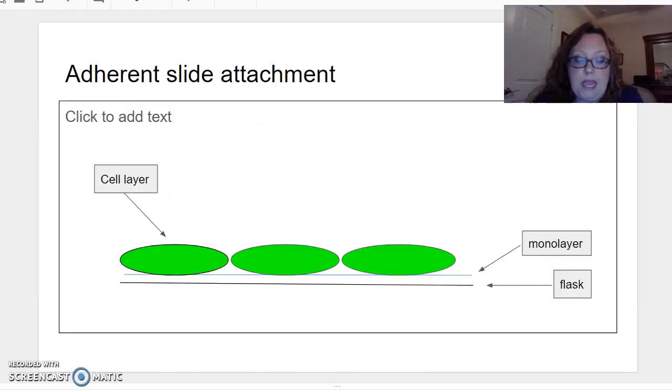So here's a little display I did today. You've got your cell layer on top of the monolayer, and the flask is the bottom. I left a break between the cells on purpose because you do not want overgrowth. If you get overgrowth, you've got problems and cells can change and it's not good.